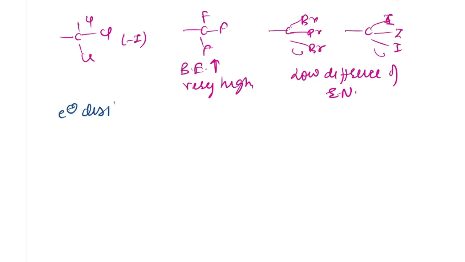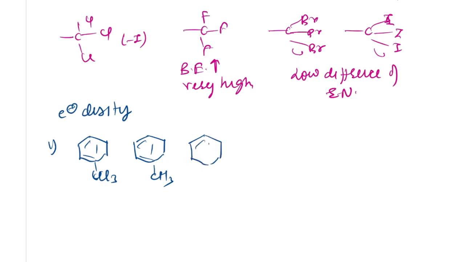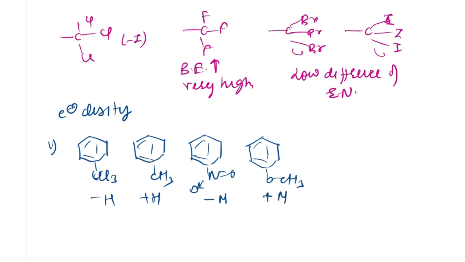First we have CCl3, then we have CH3, then we have NO2, then we have OCH3. So this is minus H, this is plus H, this is minus M, this is plus M. So electron density increases: first, then we have plus H second, then third minus H, then fourth.